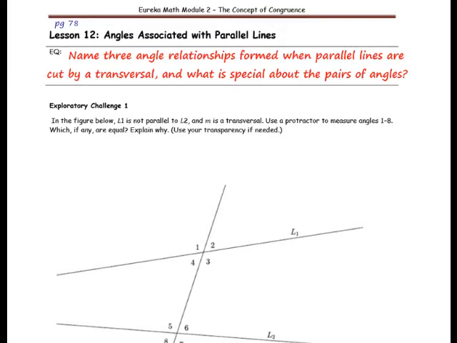The essential question for this lesson is, name 3 angle relationships formed when parallel lines are cut by a transversal, and what is special about the pairs of angles. Pause the video and copy the essential question.